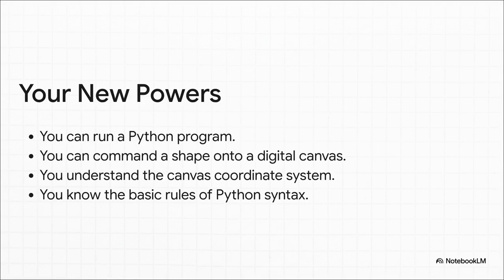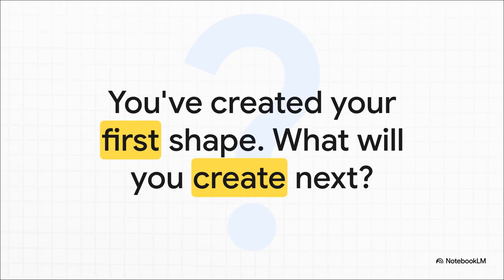So let's just take a second and recap all your new powers. You can now run a real Python program. You can command a shape to appear on a screen. You understand how the canvas coordinate system works, including that tricky y-axis, and you know the basic rules of Python's grammar. These are huge first steps. You're doing great. You've just taken your first step from being someone who just uses technology to being someone who creates with it. You literally made a rectangle appear out of thin air with just a line of text. So the only question left is, what are you going to create next?